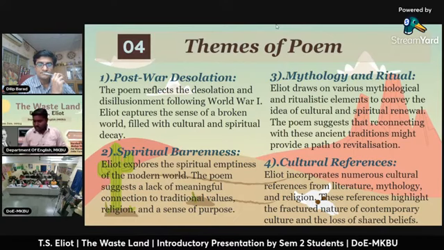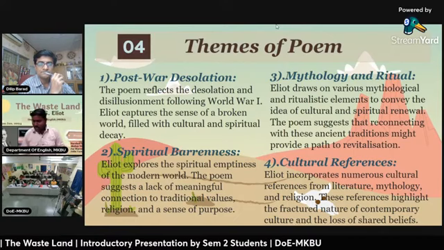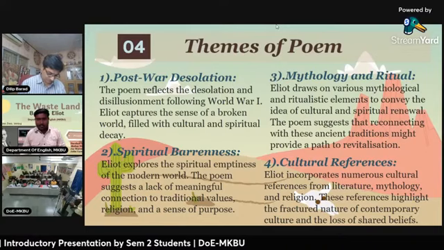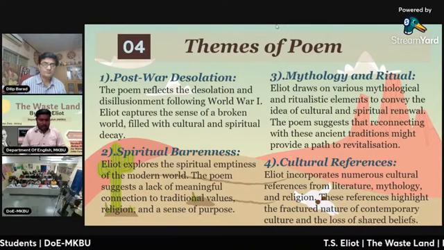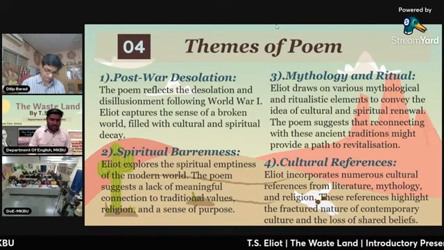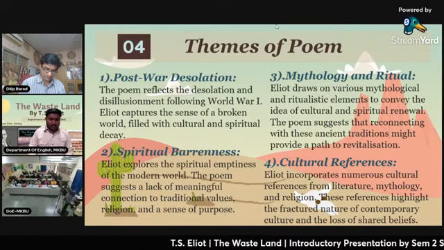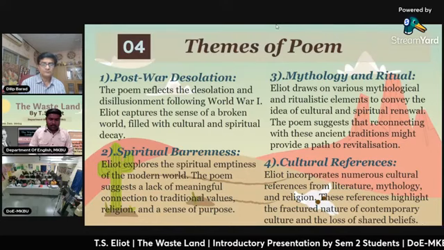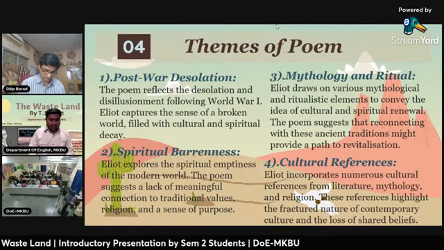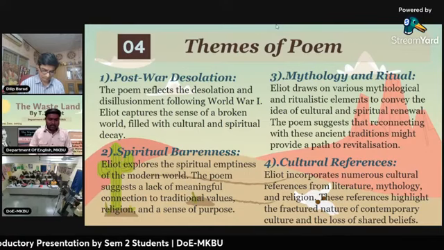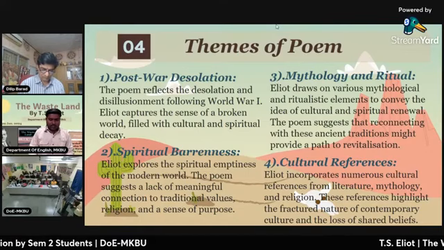Eliot captured the sense of a broken world filled with cultural and spiritual decay. So, by the first theme, the poem talks about how things were really sad after the big war, like everything was broken. The second theme is spiritual barrenness. Eliot explored the spiritual emptiness of the modern world. The poem suggests a lack of meaningful connection to traditional values, religion, and sense of purpose.